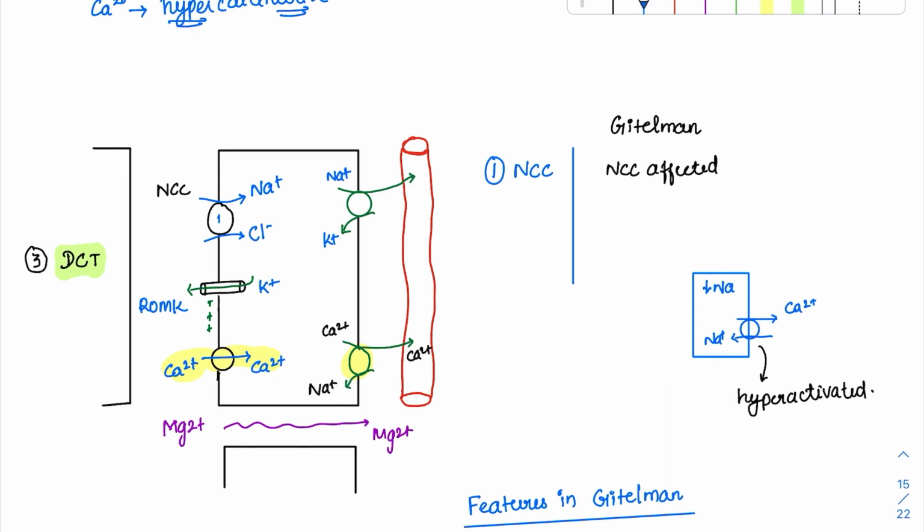So coming to the syndrome, if the NCC is affected, what is the syndrome? The syndrome is called Gitelman syndrome. So in Gitelman, just remember the mnemonic, gentleman go to NCC. Usually people who go to NCC behave like gentlemen. That's why this is the mnemonic. So gentleman, NCC is affected. So what are the features? What is the feature that will happen?